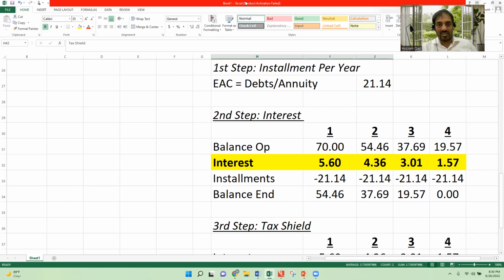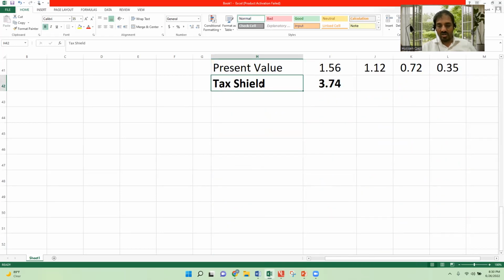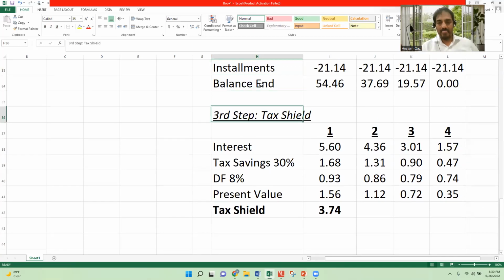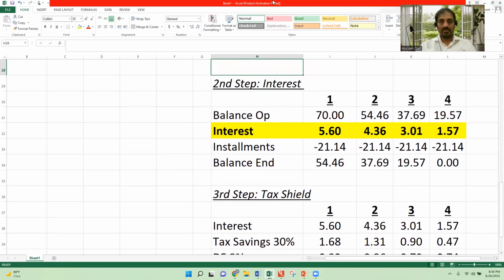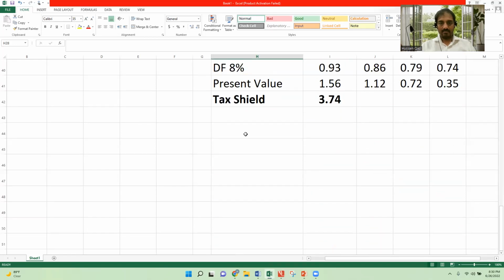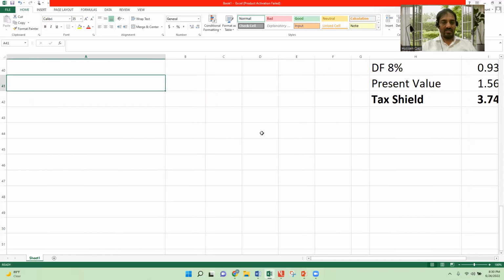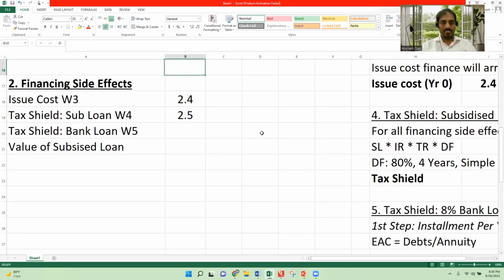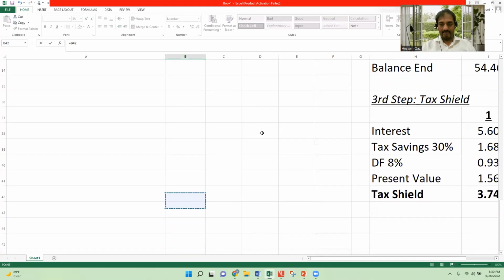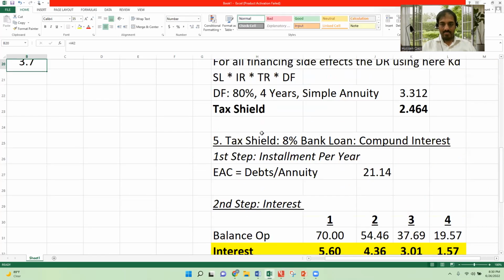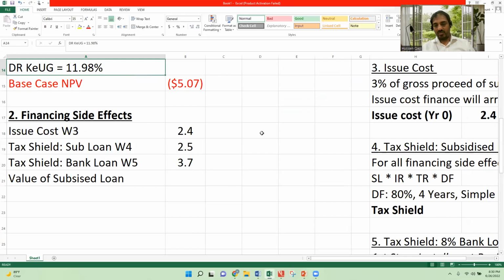Is that clear, all of you? Are you with me? A very important point, that is about the tax shield related to bank loans. 3.74. Yes, that is the point. 3.74. Okay, come on.